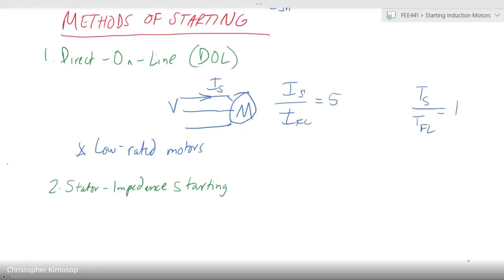So stator impedance starting. Sorry. Right. So with this method, similar to what we had done before, you have your motor, and it has its supply.